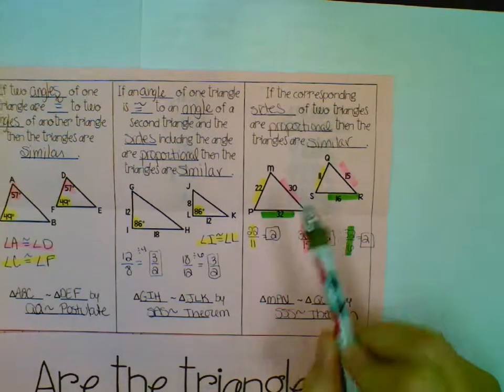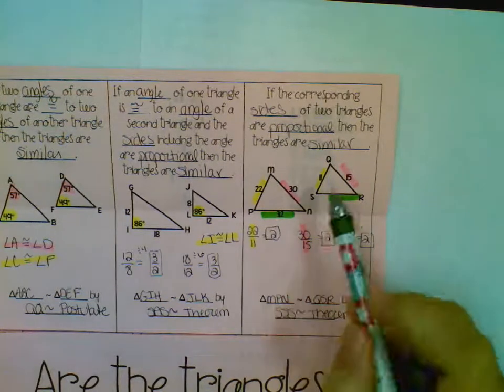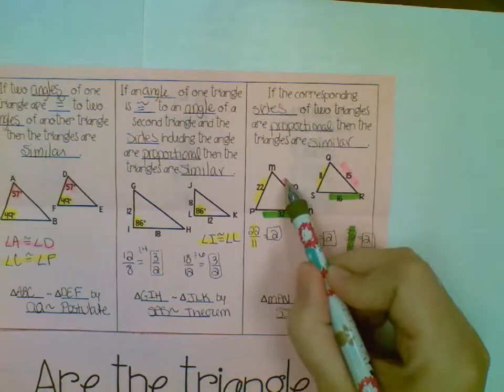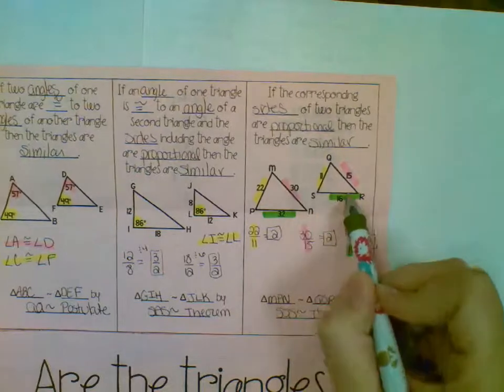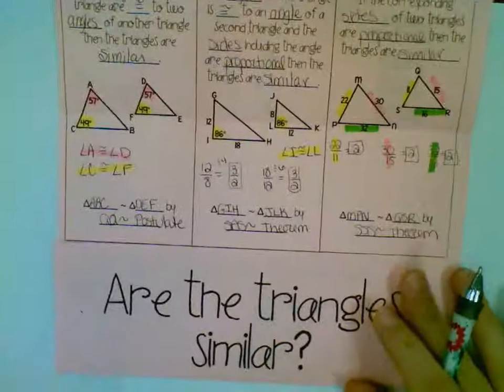Very good, 1/2. It's the reciprocal of the scale factor you already have. So to get to the big one, multiply by 2. To get to the small one, multiply by 1/2. So let's look at some examples.